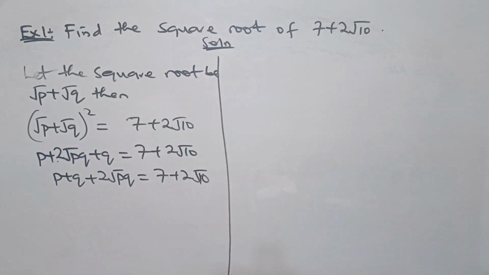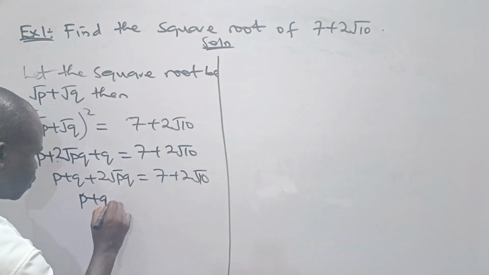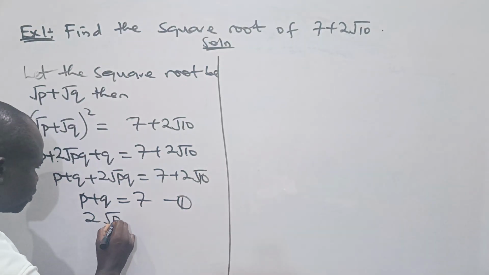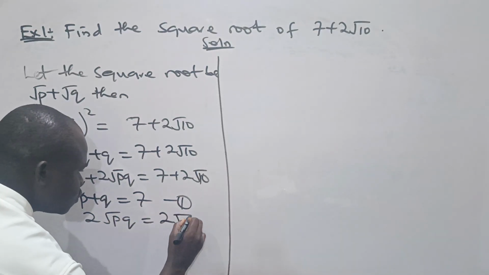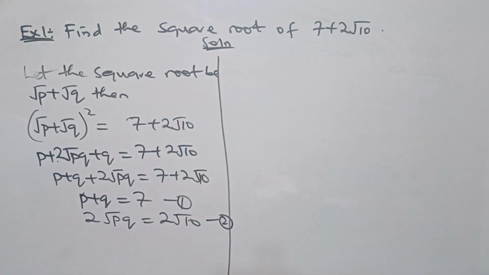So at this point, we can go ahead and equate. The part without the square root, we equate: p plus q is equal to 7. We call that equation 1. Then 2 square root of pq is equal to 2 square root of 10. Equation 2.